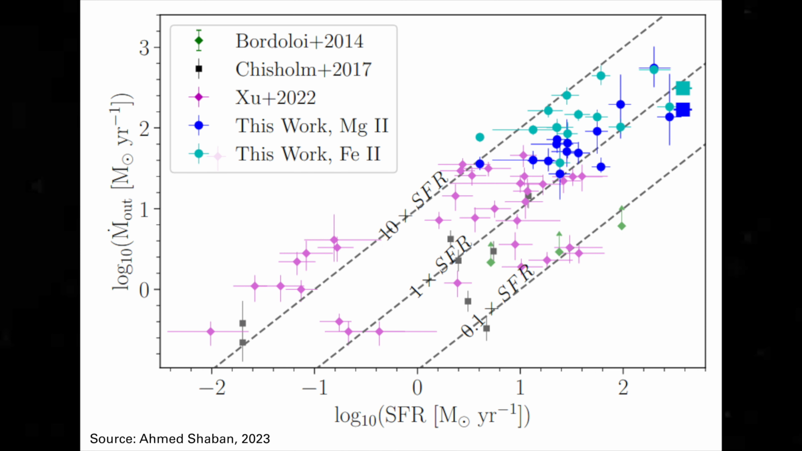The diagonal dashed lines here represent the mass loading factor, which is just the mass outflow rate divided by the star formation rate, which is one of the important parameters for simulations. And we can see that for our galaxy, the mass loading factor goes from around 1 up to 10 for the majority of the data points that we have in this work. The scatter in the literature covers a wider range of mass loading factors. This shows that the properties of the outflows in one galaxy span a wide range.